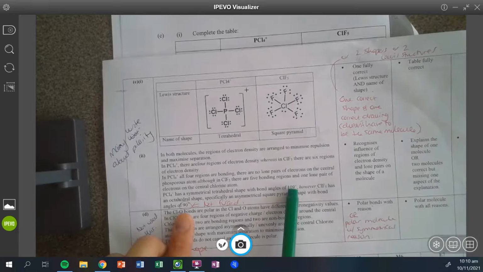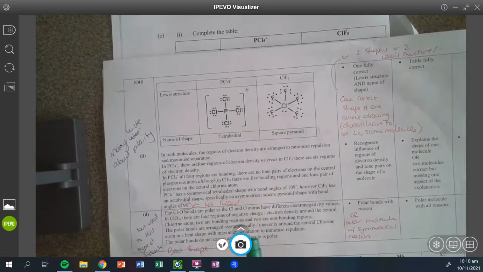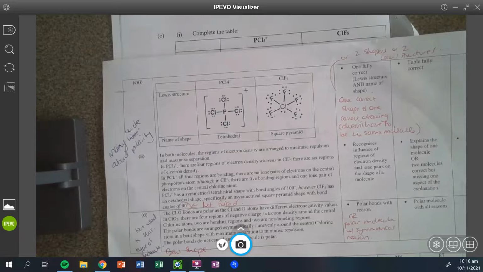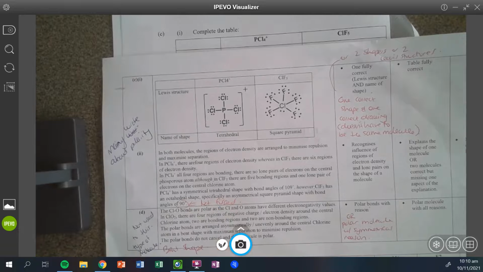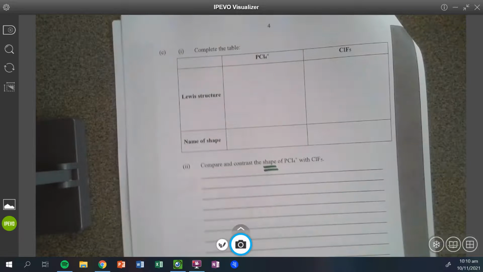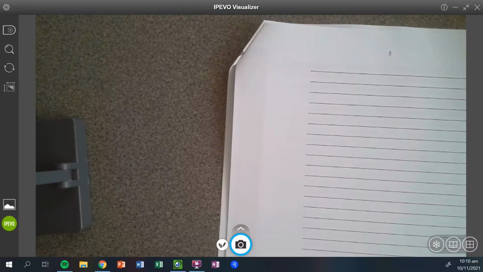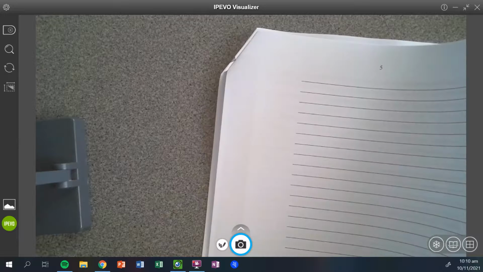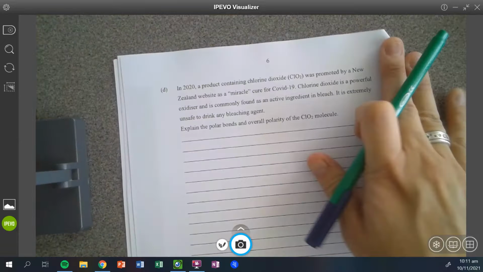I was also flexible on those bond angles because I said in the past they're unlikely to ask that, because it's just weird memorization stuff. So I wasn't too fussed on that, but I was looking for a shape justification. A lot of you guys wrote polarity justifications. The last question here was your polarity question. So do make sure you read it so you know what you're doing.